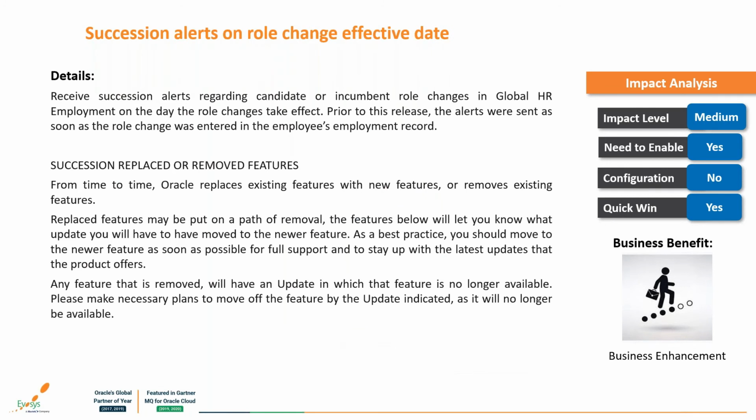Moving to the next feature, succession alerts on role changes effective date. From this release, using this feature, you can now notify the plan owners about the incumbent and candidate role changes after they become effective. You need to enable the option to notify plan owners about candidate and incumbent assignment changes that are now effective, and schedule the process for alerts to be sent to succession plan owners.